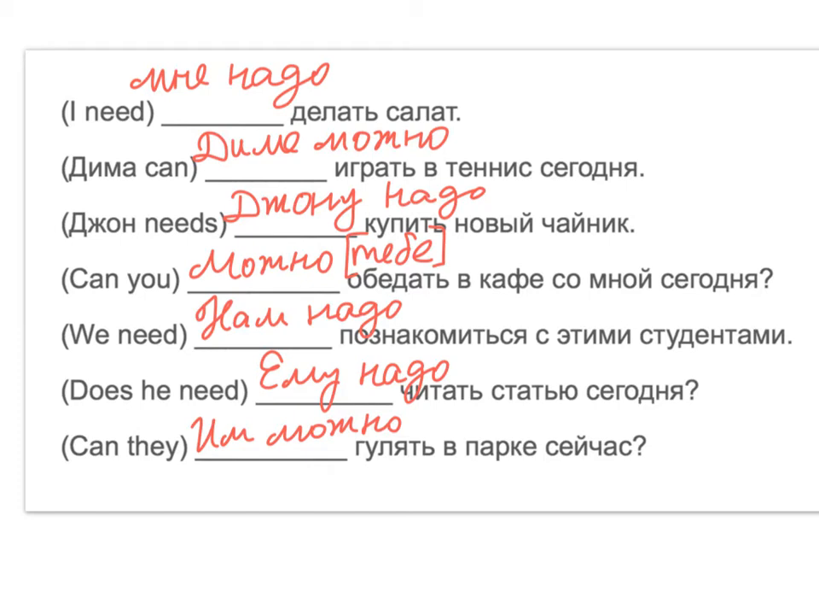Note that in pretty much all of these cases, we could reverse the word order. We could say надо ему читать статью сегодня. Can they take a walk in the park right now? Им можно гулять в парке сейчас.